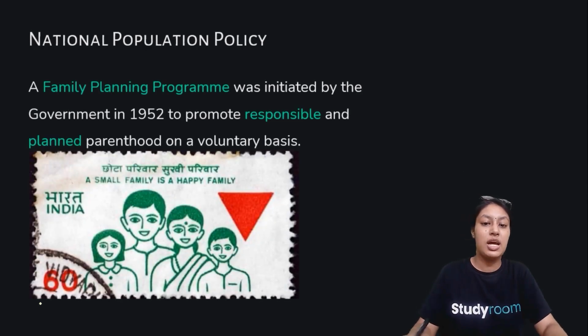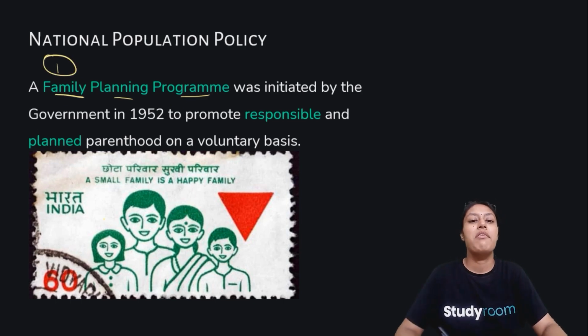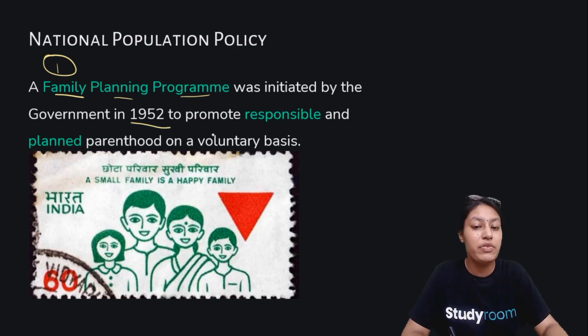National population policy, under which a very important thing which comes is the family planning program. Okay, very first important thing is the family planning program. The family planning program was initiated by the government in 1952 to promote responsible and planned parenthood on a voluntary basis. Means if they are ready and they have enough resources to raise a child properly, then also responsibly and in a planned way, one should do the family planning. Okay, so this is basically the very first thing, the family planning program.